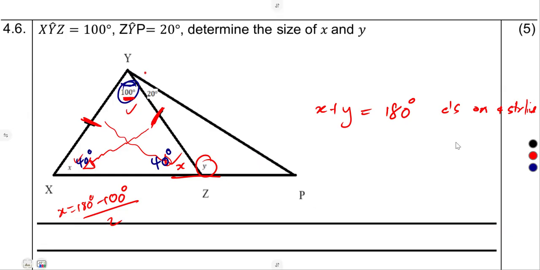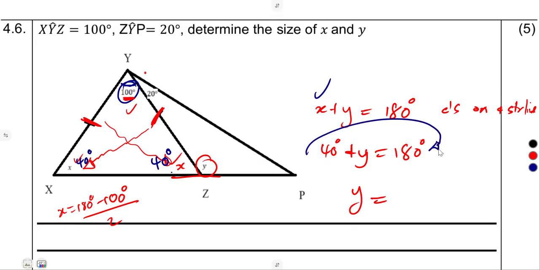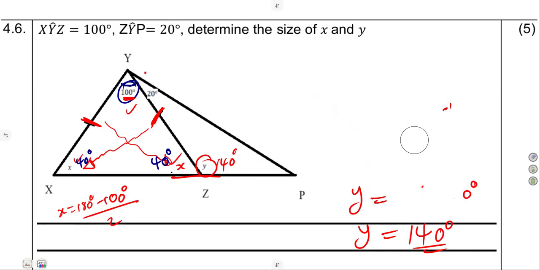Angles on a straight line. We have already calculated our x, which is what? 40 degrees. So it means 40 plus y is 180 degrees. So solve for y in that case. Y is equal to what? Take this 40 to the other side. It was going to be a negative there. 180 minus 40, which is 140 degrees. All right.